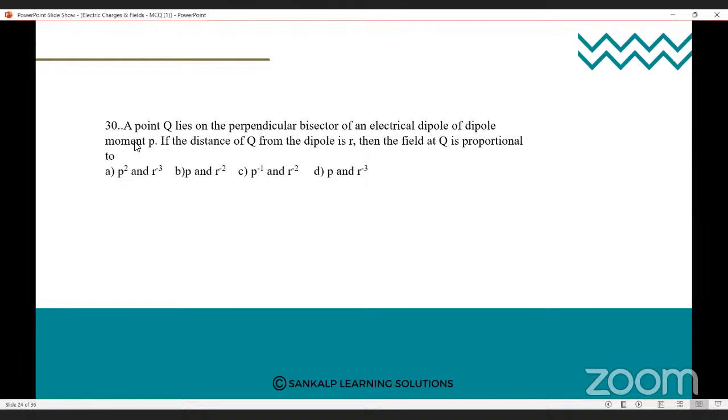The last question. A point Q lies on the perpendicular bisector of an electrical dipole of dipole moment P. If the distance of Q from the dipole is R, then electric field at Q is proportional to. So electric field at Q is proportional to, they are asking. Yes. So if you remember the derivation, you can answer this.